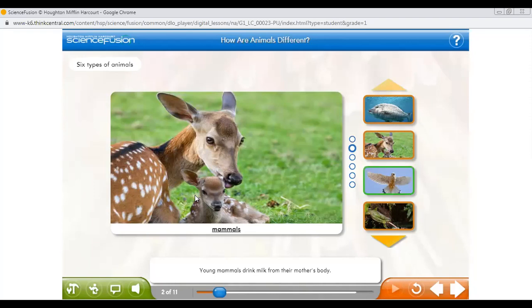Fish, they live in water, they have scales, and they breathe through gills. The mammals, they have fur on their body, they give birth to the young ones, and young ones drink milk from the mother's body. So now you know the difference, how the animals are grouped together. Yes, let's see one more group of animals.